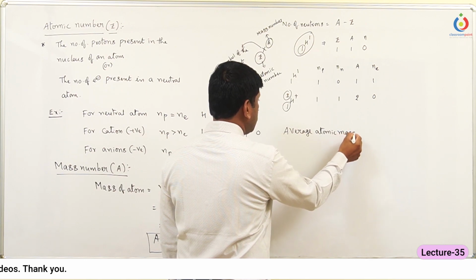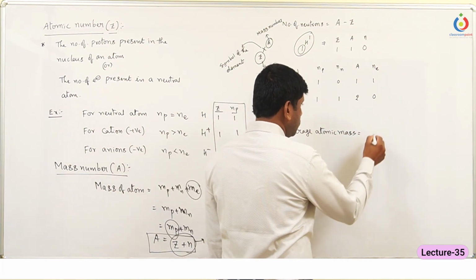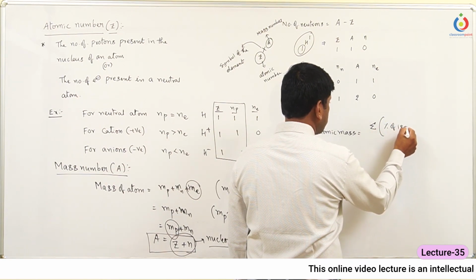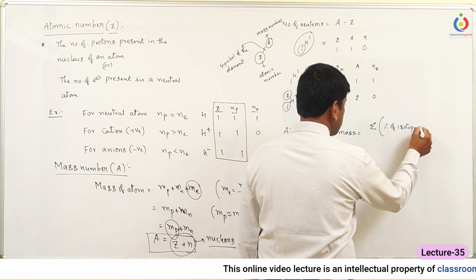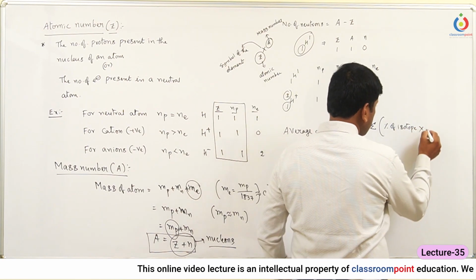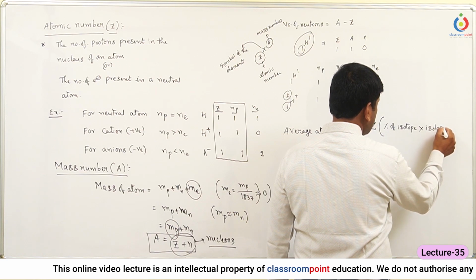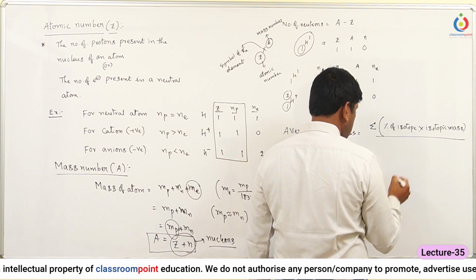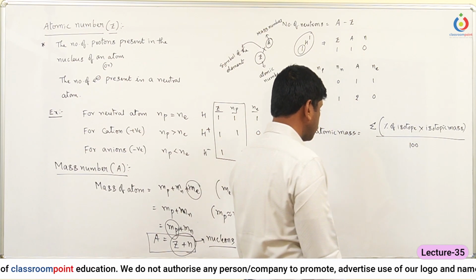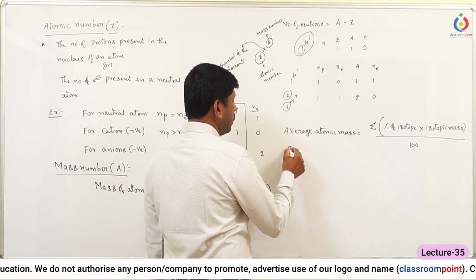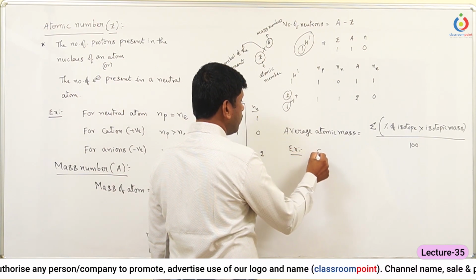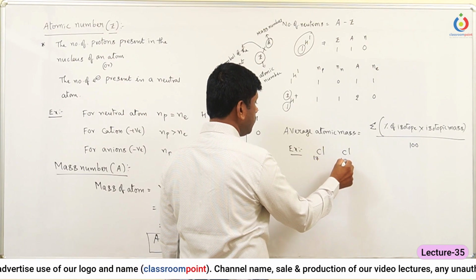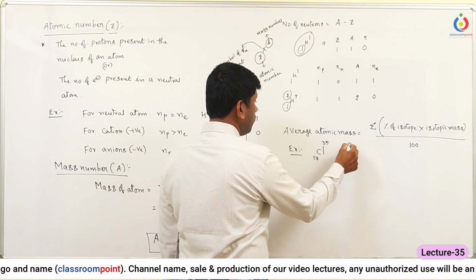Average atomic mass is equal to sigma of percentage of isotope times isotopic mass, divided by 100. We know that chlorine, let us take it as an example. Chlorine exists in two isotopic forms. Chlorine has atomic number 17, and it exists as 35 and 37.